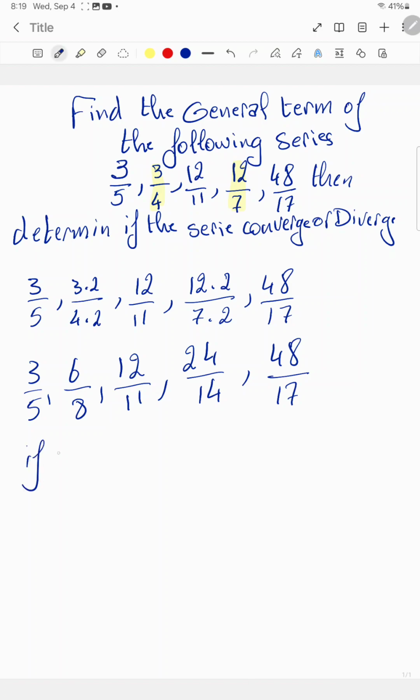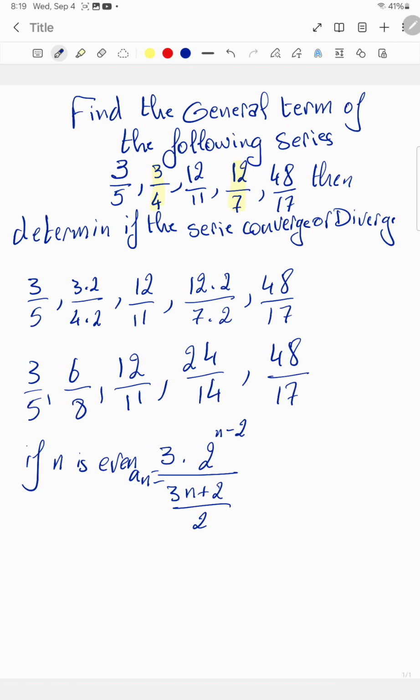So if n is the number of terms, like for term number 1, n is equal to 1, for term number 2, n is equal to 2. If n is even, the general term becomes a_n equals 3 times 2 to the power n minus 2, divided by (3n plus 2) divided by 2.